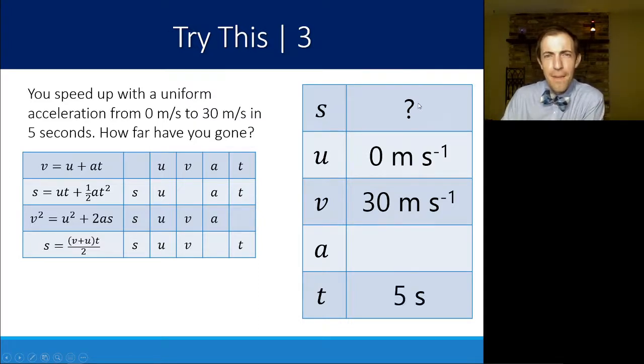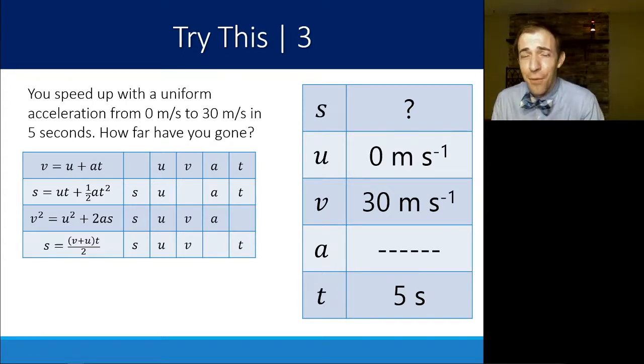Notice here, I have one variable that I'm looking for, 3 variables that I know, and then I have this other variable that isn't in this problem at all, besides knowing that it's uniform. I'm just going to put a dashed line or an X. I don't need that variable to solve this problem. All you ever need is 3 variables to find a 4th one.